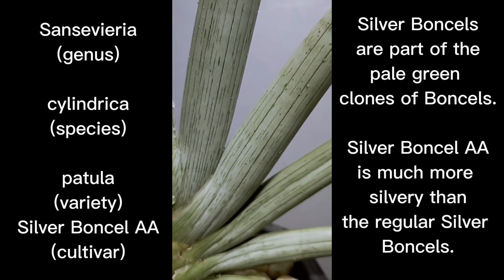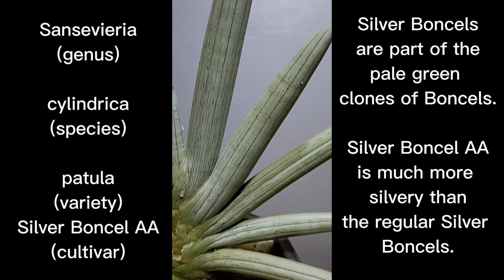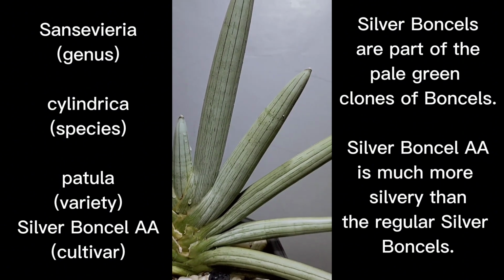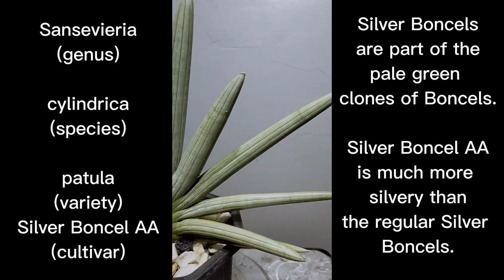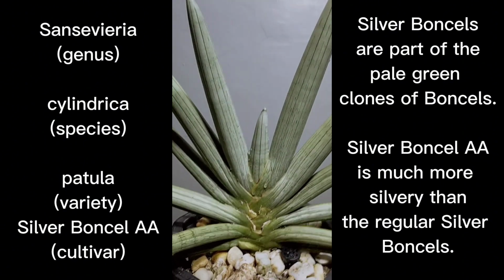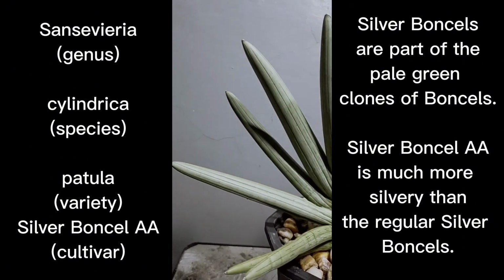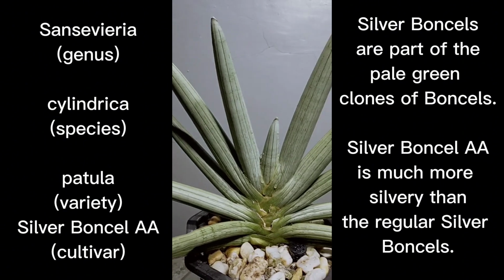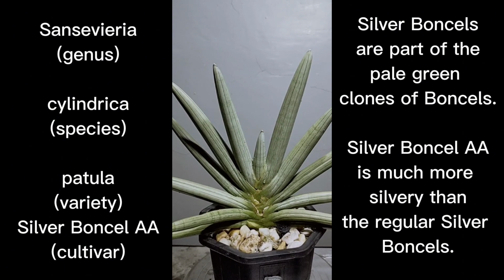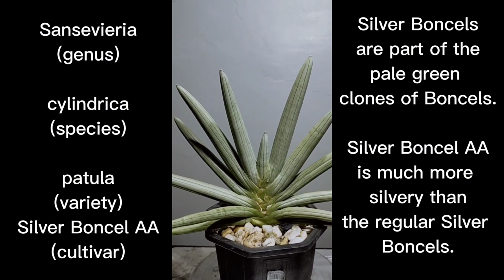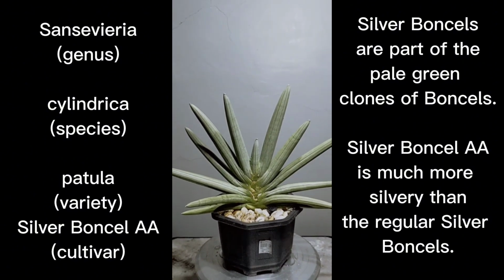So for this episode, we're going to feature yet another mutation coming from the Boncels, which are a cultivar of the cylindrica species of Sansevieria. And what I'm showing you right now is named Sansevieria Silver AA Boncel. So that is the ID, or that is what it was released with, or someone might have coined a name for it. So this is how it looks like.